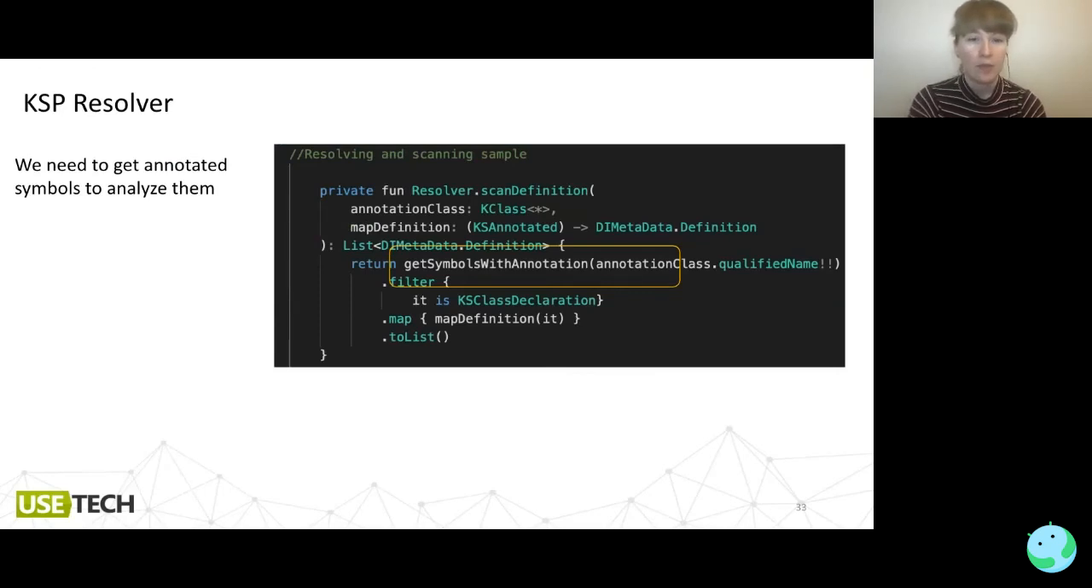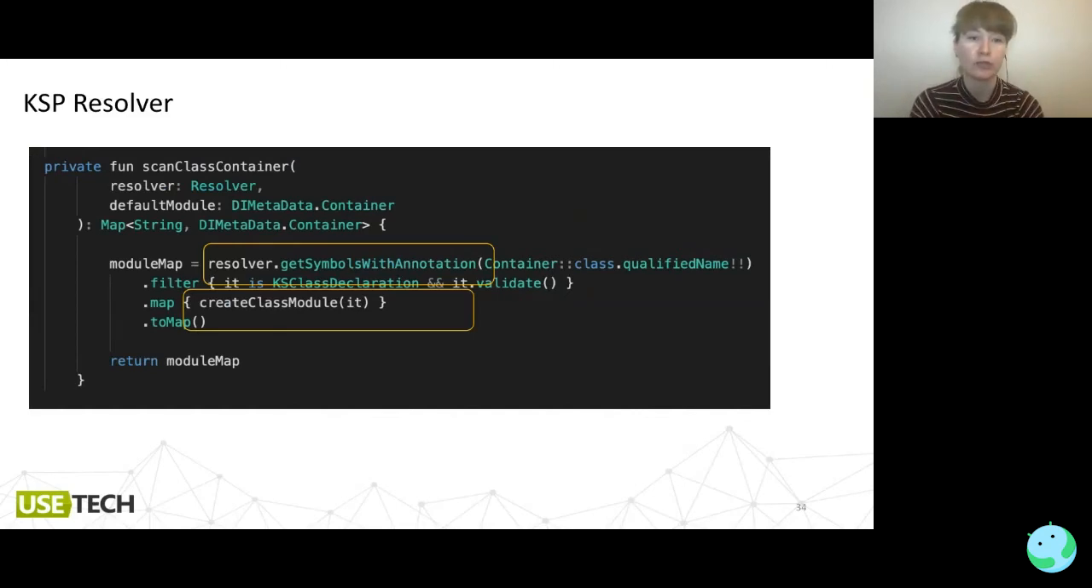So the main point of what is done in your symbol processor is using the resolver to get all the symbols with specific annotations you use in several parts of your code. Just like get symbols with annotation and specifying your annotation class with qualified name, then filter it with the class declaration, maybe function declaration if you need function declaration, and then you can also process all this data in the way you need at the moment. Also, you can just search and organize all this data and put it to create it in specific models, containers, and so on.